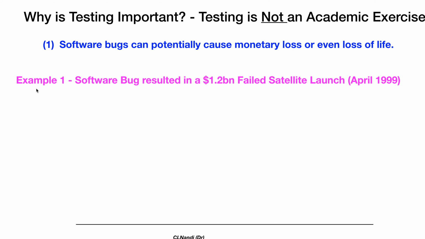So if we look at some examples here. Example 1. In April 1999, a software bug, meaning that the program had not been tested properly, so there is a bug left in the program source code, resulted in a failed satellite launch, which resulted in a loss of $1.2 billion, a huge monetary loss.